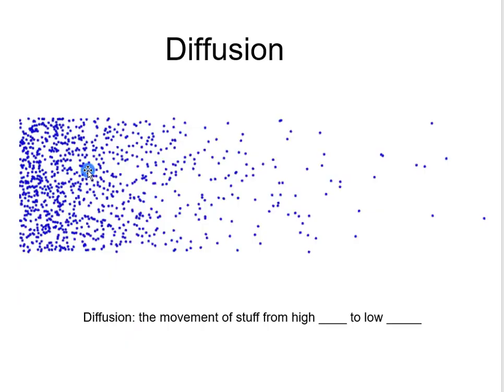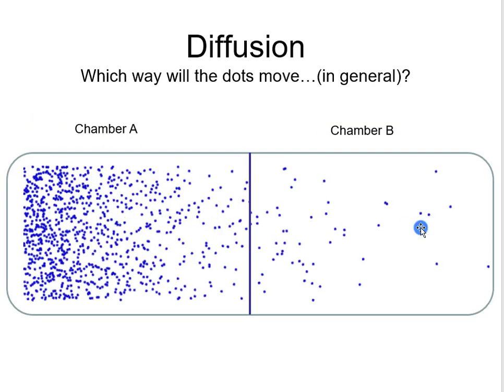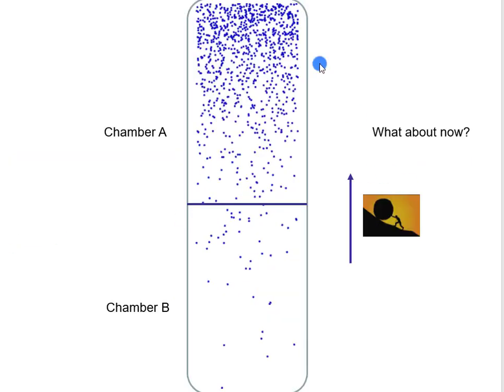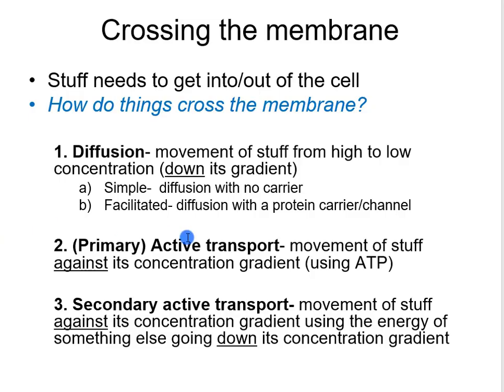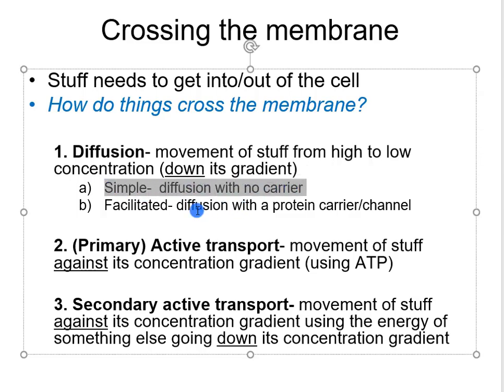So when you see something like this, again, this is simple diffusion. Now, if I were to put a protein here and tell you that these purple dots cannot go from chamber A to chamber B unless they pass through this protein, then we would call that facilitated diffusion. But if you don't actually need that protein there, it's just straight up simple diffusion. Okay, so not a lot of new information here. You already knew about simple diffusion, but now you know about facilitated diffusion, which involves a protein.